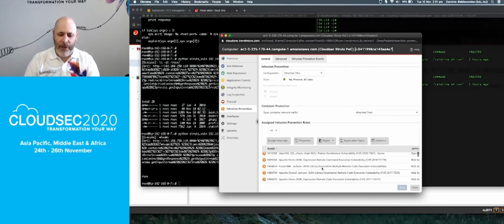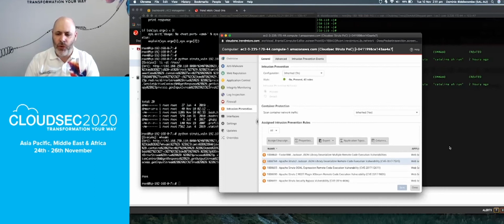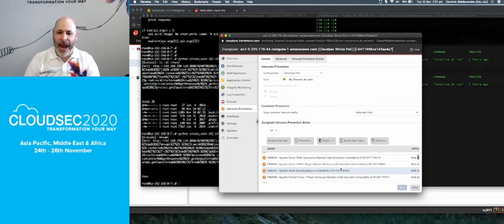So let's go down and have a look at all of the different rules. And importantly, what we're seeing is a whole bunch of rules relating to Apache Struts now. So the container's running, it is vulnerable. And so based on that, the recommendation scan has been able to run, identify this, and then automatically add additional rules to then block any exploits which may be launched against this newly started vulnerable environment.